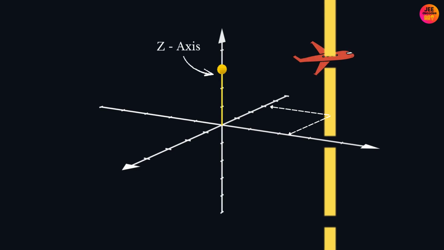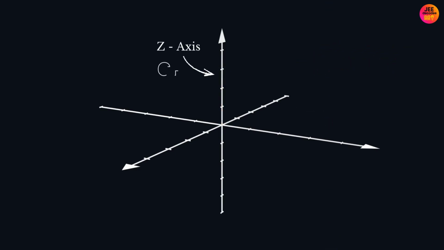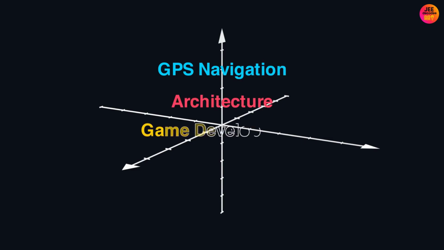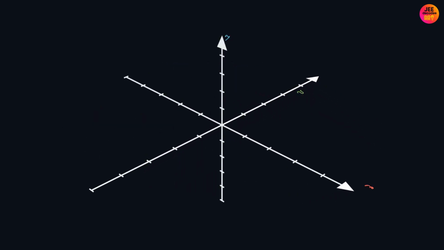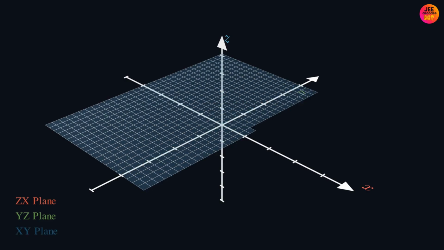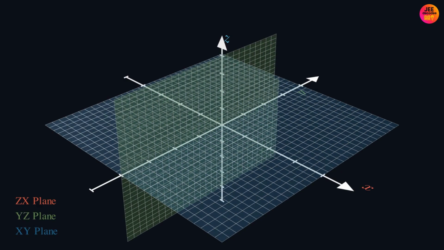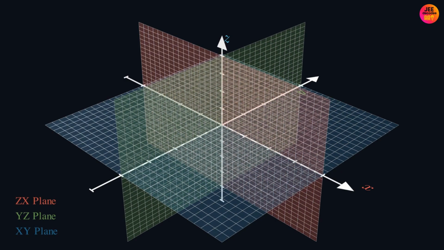This new axis is called the Z-axis. Applications of 3D geometry include GPS navigation, modern architecture, and game development. Now, let's see how these three axes come into existence. The axes are formed by the lines of intersection of three mutually perpendicular planes.